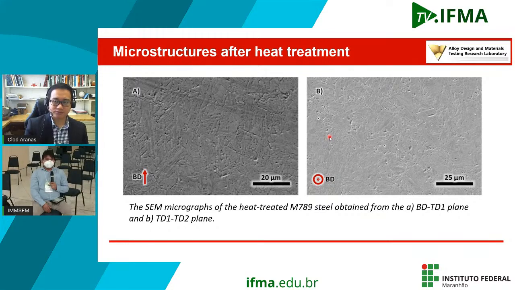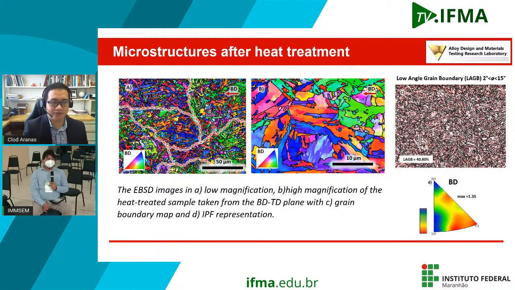And you can see after heat treatment, we look at the EBSD for crystallographic texture. And again, this is a weakly textured material.